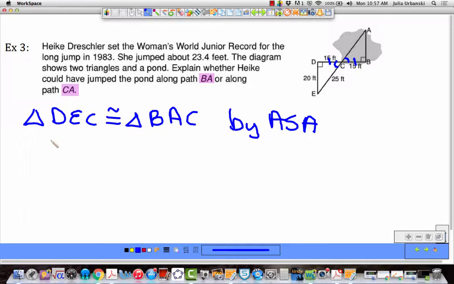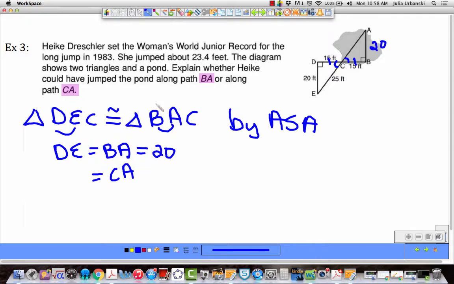Dealing with corresponding parts, DE would be equal to what? BA. And what number is that? DE and BA are both what? 20. Yep, so on BA put 20. Alright, we also need to figure out CA. CA goes with which one on the other one? CA is second and third, so which one did that go with? CE. CE, and how big are those? What's the length?